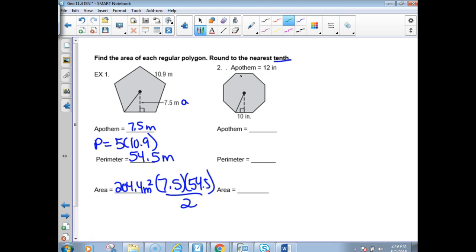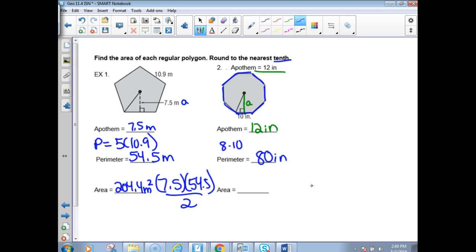Number 2, the apothem is this value. It told us right here that it's 12, so I don't know why we have to write it in this blank, but if you can't do that, that would be quite the shame. 12 inches. The perimeter, the sides are 10. So going around the outside, if we were adding up all these sides, there are 8 sides. So we're going to do the shortcut. Instead of adding 10 8 times, we're going to do 8 times 10 and get 80 inches for the perimeter.